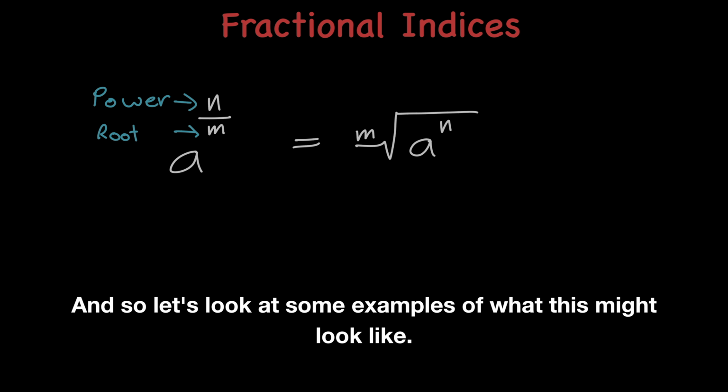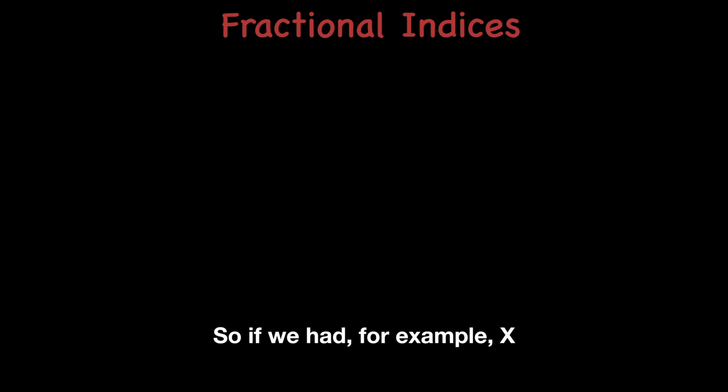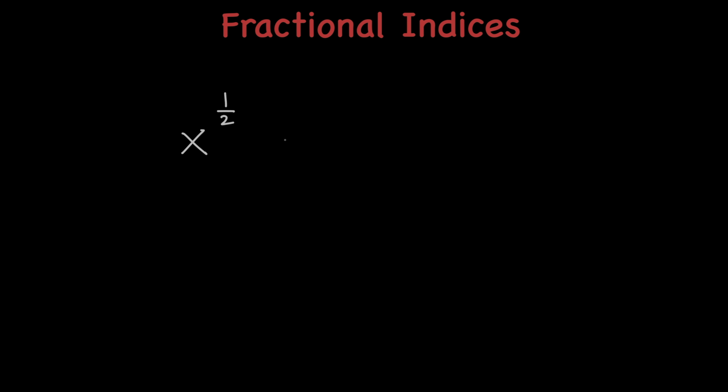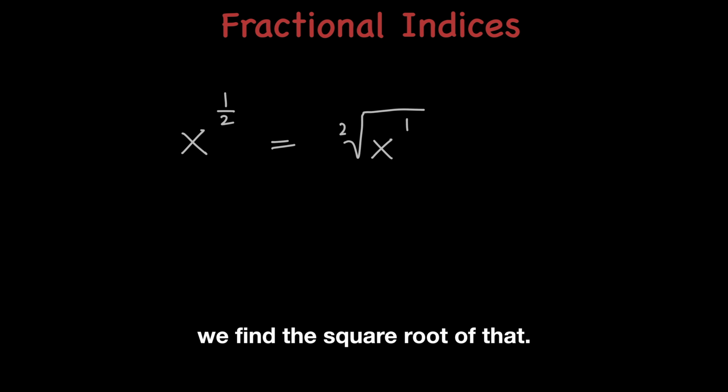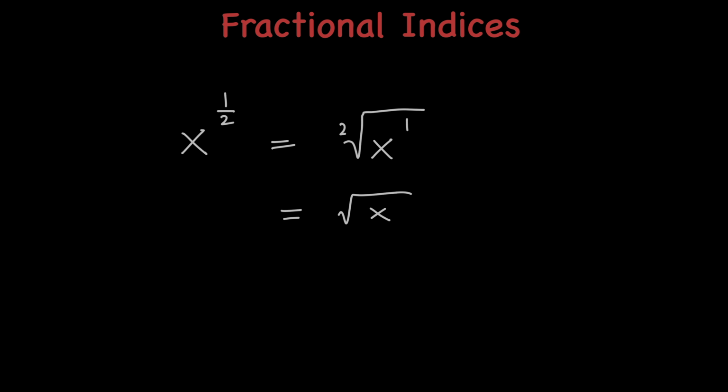And so let's look at some examples of what this might look like. So if we had, for example, x to the power of 1 over 2, that simply becomes x to the power of 1, and we find the square root of that. And so a simple way of writing that is just the square root of x.